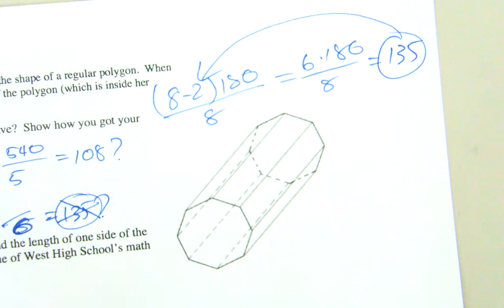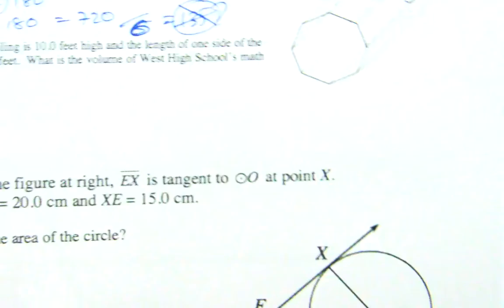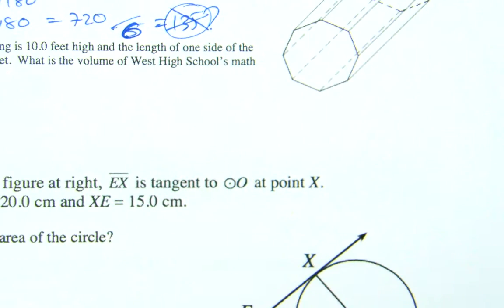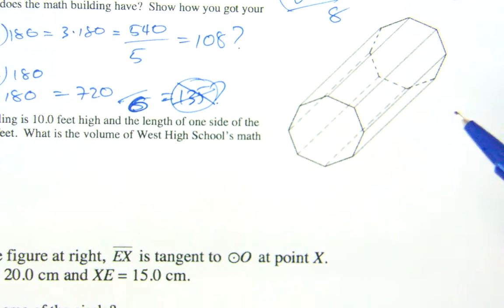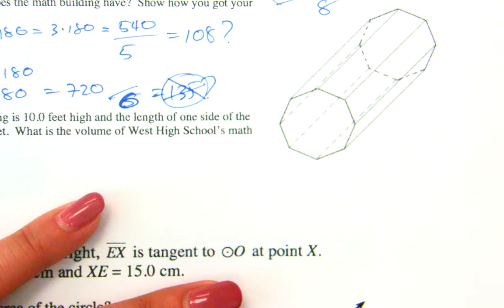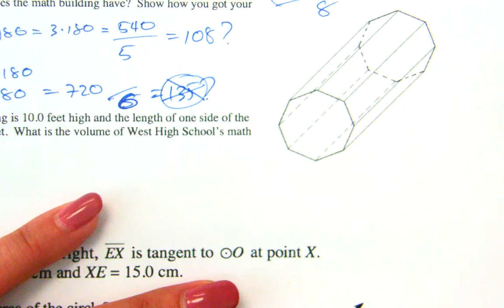So, it's an 8-sided figure, and the question is, if the ceiling is 10 feet high and the length of one side of the building is 25 feet, what is the volume of this building? Now, I love that she has an octagonal prism as a building, which is absolutely awesome, but it's a little difficult to do.